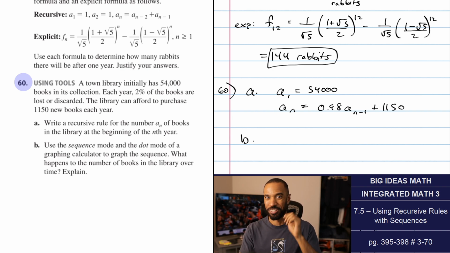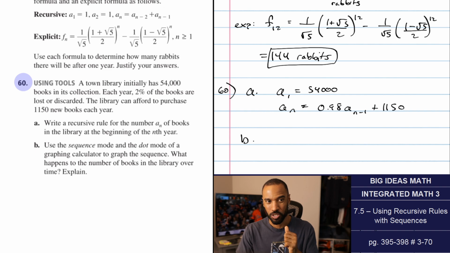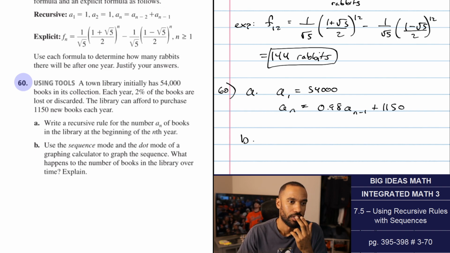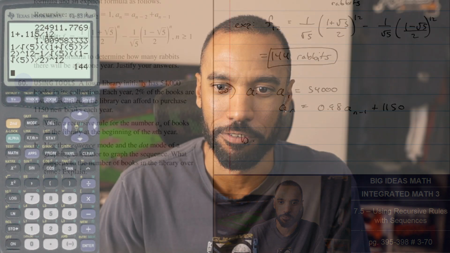Okay, guys. I did a little research. Took a second, but, where do I begin? Okay. First of all, hold on. I'm going to quit out this screen so I can show you. All right. First of all, mode, sequence and dot mode.